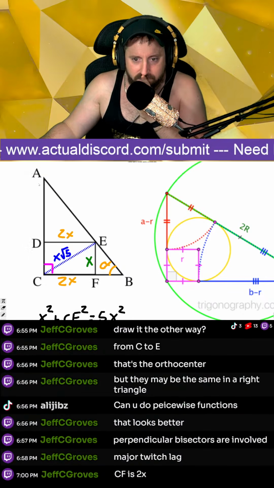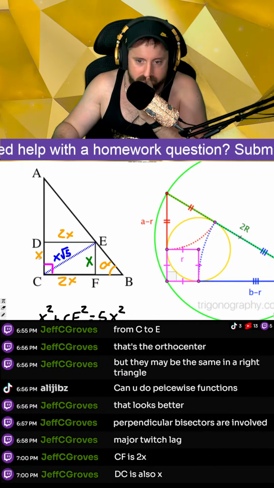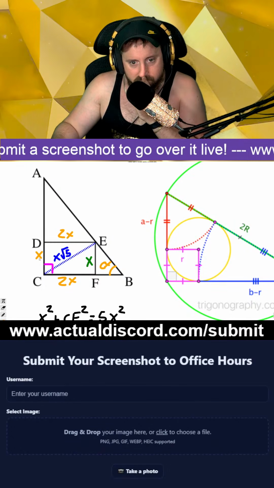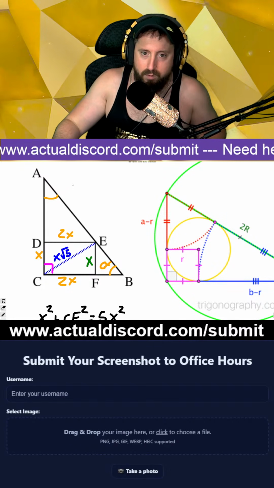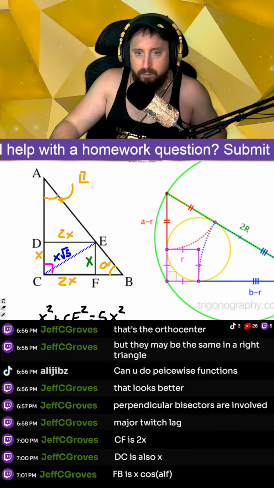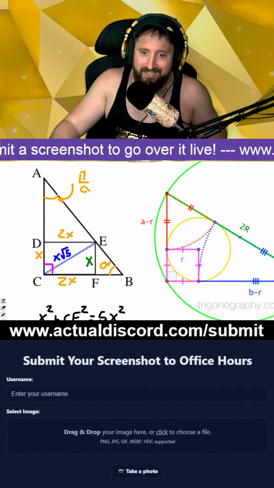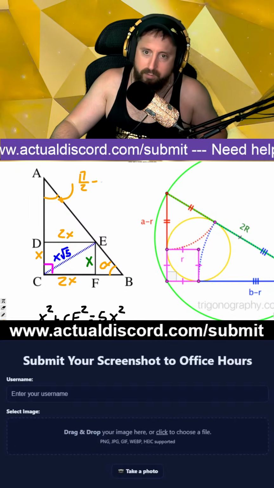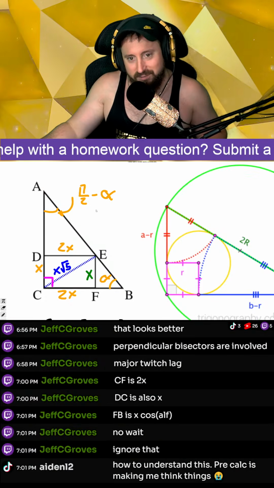Oh, man. DC is also x. I agree. This is also pi over 2 minus alpha, right? Yeah, you're good. This is pi over 2 minus alpha. What is it making you think, Aiden? Tell me, I'm curious.